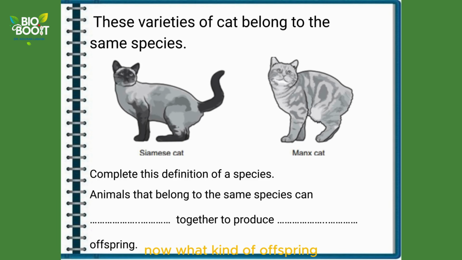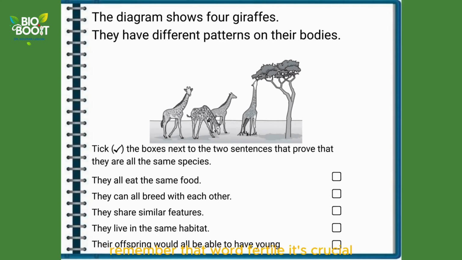Now, what kind of offspring? They must be able to produce young themselves, meaning they must be fertile. So the second blank is fertile. So the complete definition is, animals that belong to the same species can breed together to produce fertile offspring. Remember that word fertile. It's crucial.